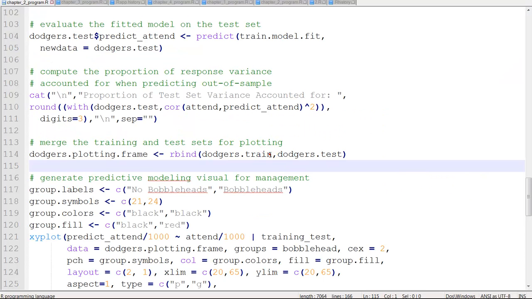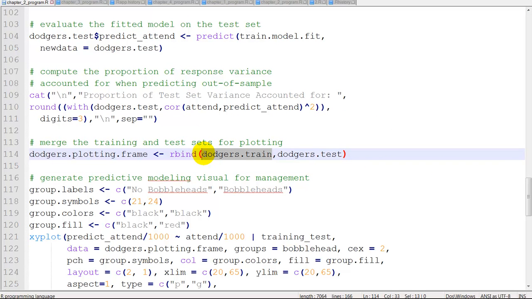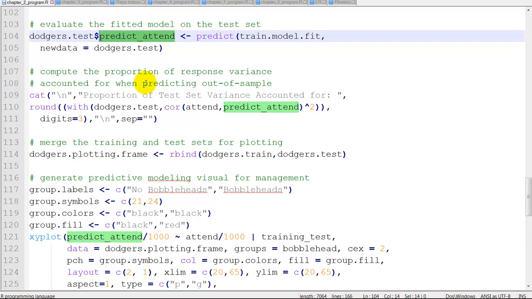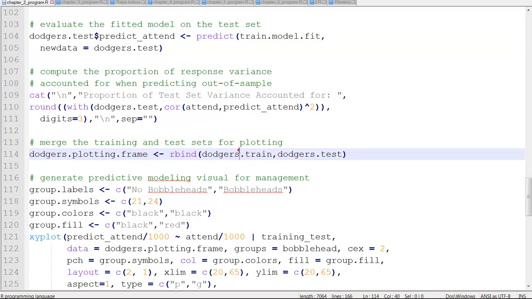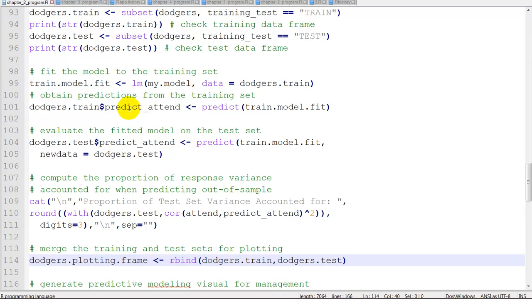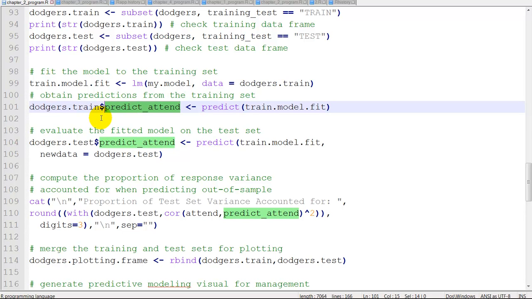Okay, now we're going to take the train set and the test set, and we're going to merge them back together. Now, I think we also added something to these, let's check that. Yeah, up here, the Dodgers test set, we added, remember, the predicted attendance. And the Dodgers train set, I think we did the same thing. Yeah, we added the predict. So now they have an extra variable in them.